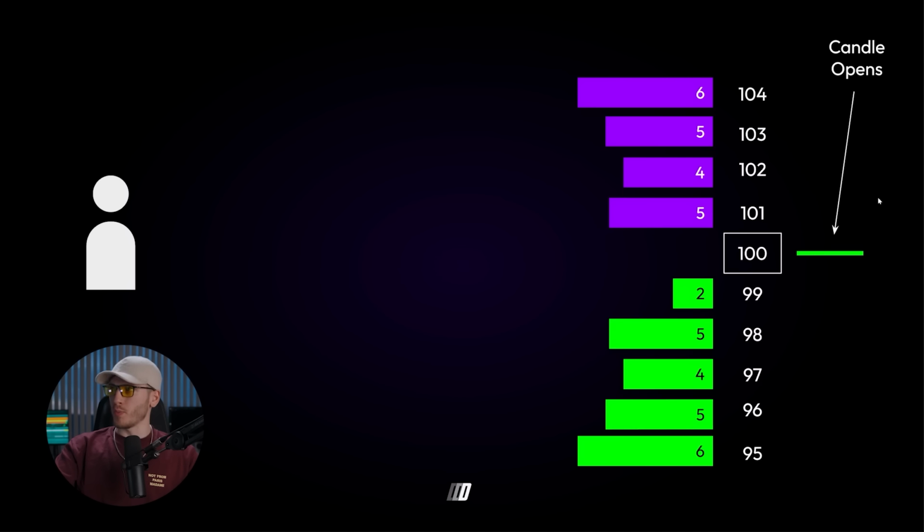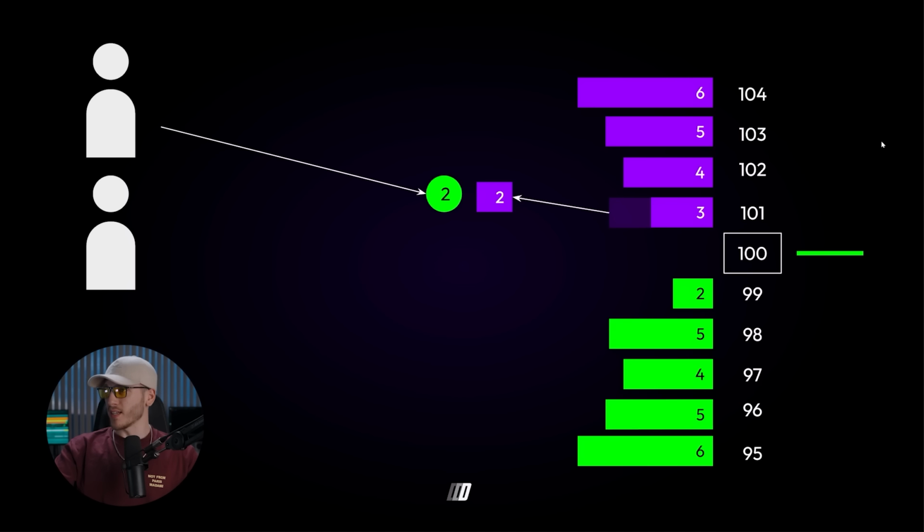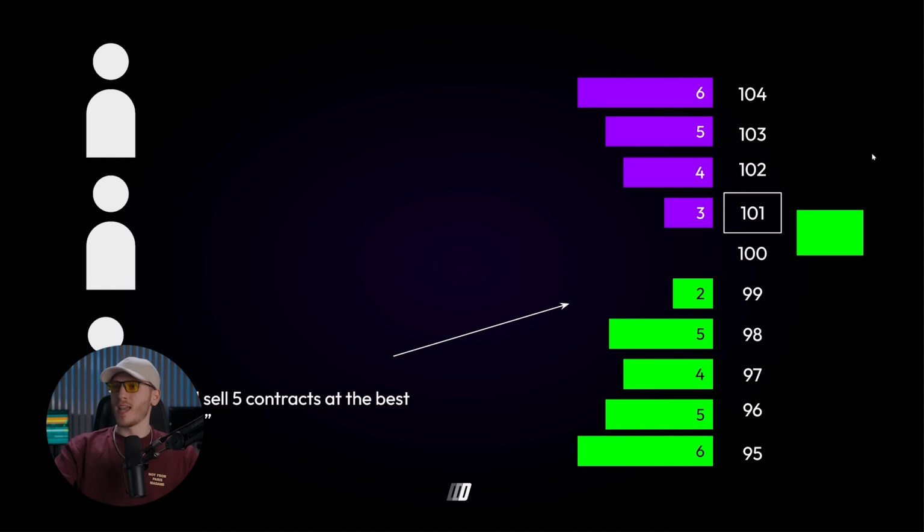So the candle opens. Then another buyer comes and says, I will buy 2 contracts at the best possible price, where there's at least someone selling, and 2 of those 5 contracts are matched with this buyer. That's a match, and the candle ticks up because this is the new price. Then a seller comes and says, hey, I will sell 5 contracts at the best buyer.